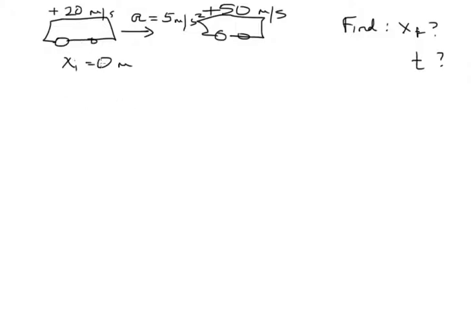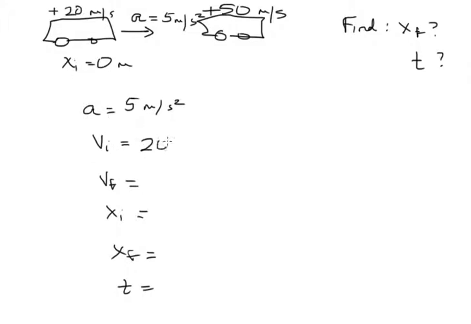Don't worry. Every kinematics problem, always write down 6 things. What is the acceleration, your V initial, V final, X initial, X final, and time. 6 things. Every problem, there's only 6 ways to describe motion, so you might as well write out all 6, and then whatever you know, plug it in, and whatever you don't know, put a question mark. Okay? So, do we know the acceleration? We do. It is 5 meters per second per second. Do we know the initial velocity? It is 20.